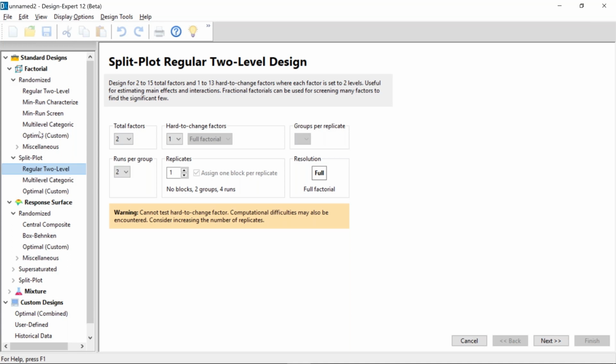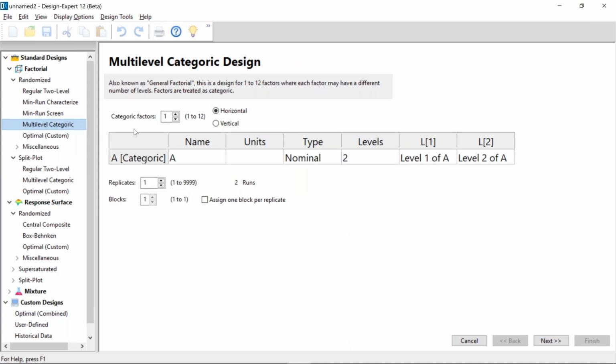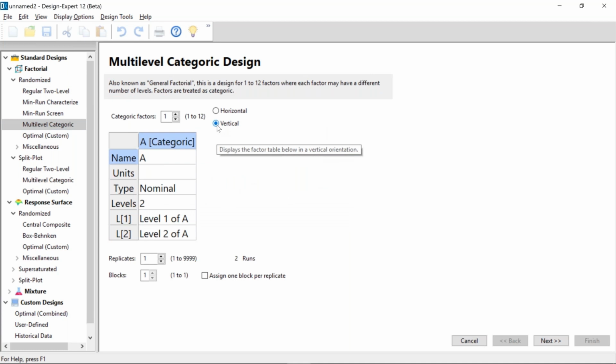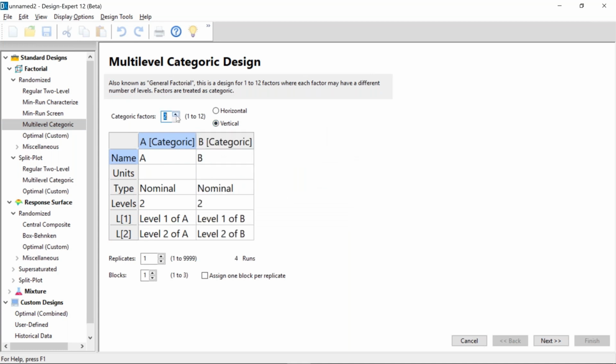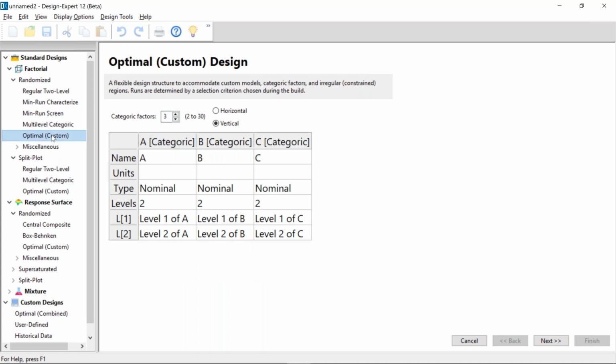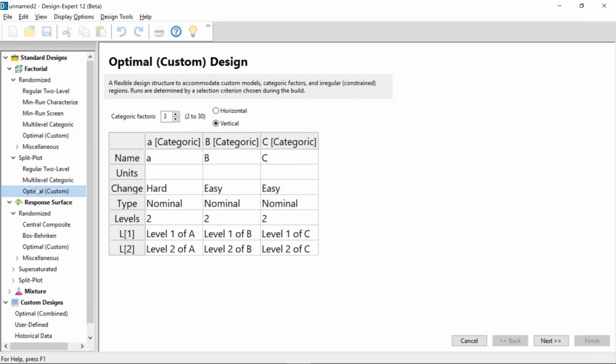We have multi-level categoric options where you can do any number of different factors and any number of levels. And we even have optimal custom designs that can reduce down the number of runs using a computer choice algorithm called D-optimal. And we also have custom for split plot. But at this point, we're not on the factorial, we're on the response surface.